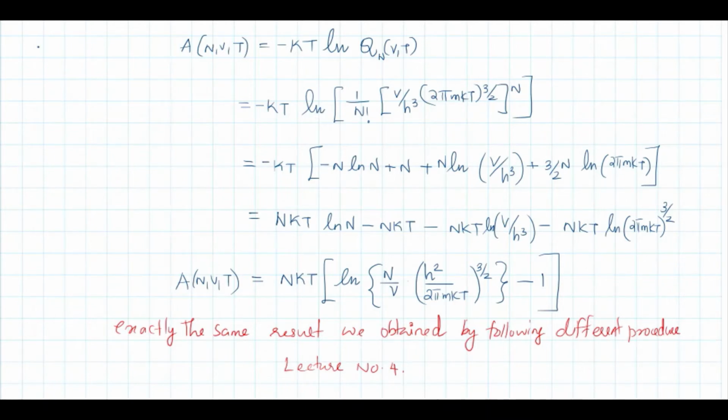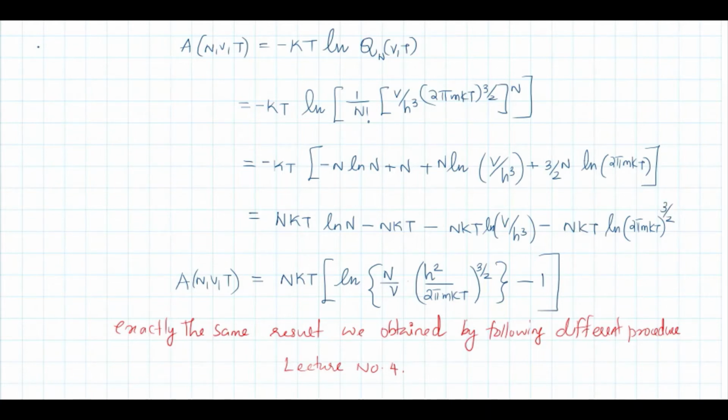Okay. Now log n factorial is n log n minus n. That is Stirling's approximation, so that will apply here. Then we will get minus log n plus n, because it is log 1 by n factorial. Then this n will come to the front, since log a raised to b is b log a. So it is n log v by h cube plus 3 by 2 n log 2 pi m kT. That is nkT log n minus nkT, and minus nkT log v by h cube minus 3 by 2, which I will again write as a power, nkT log (2 pi m kT) raised to 3 by 2.